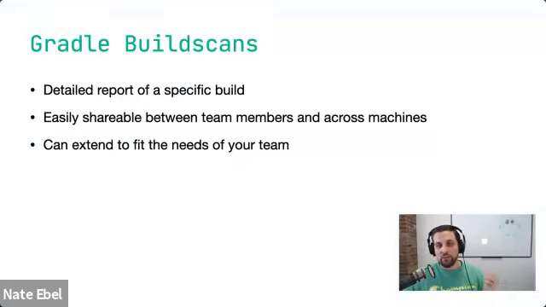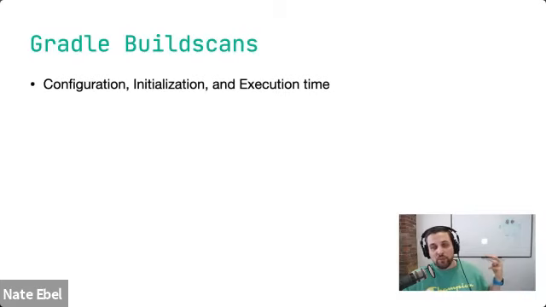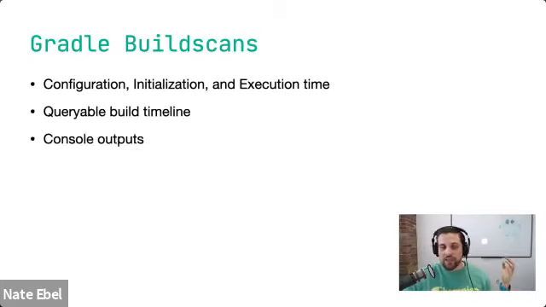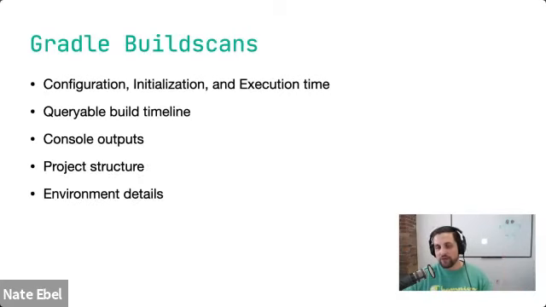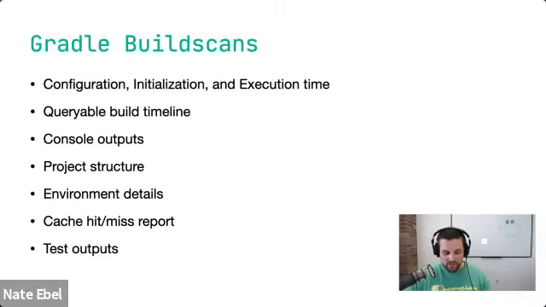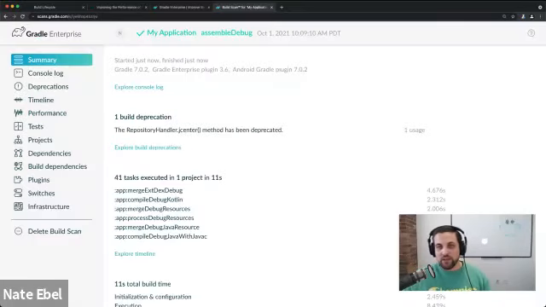And that's where Gradle Buildscans come into play. Basically, Gradle Buildscans are a detailed report of a specific build, and they're easily shareable between team members across machines. They tell us a number of things. They give us execution time, configuration time. You can query them. We get outputs, project structure, environment details, cache hit miss reports, test outputs. We get a lot of things here. And if we just quickly want to take a look, this is what a build scan looks like. This is a build that I generated from Android Studio.